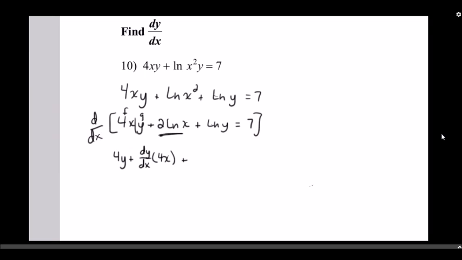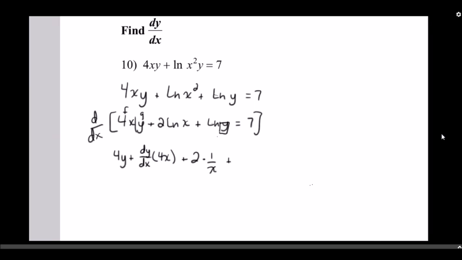Now we need the derivative of this part, 2 times the natural log of x. Well, the 2 is just a coefficient, so it stays a coefficient. The derivative of the natural log of x is just 1 over x. So that is the derivative of that piece. Now, the derivative of this piece, natural log of y, since we're differentiating with respect to x, we need to treat y as a function u. So it's the same as the derivative of the natural log of u, which is 1 over u times du. So that's going to be dy/dx. And then the derivative of 7 there is 0.